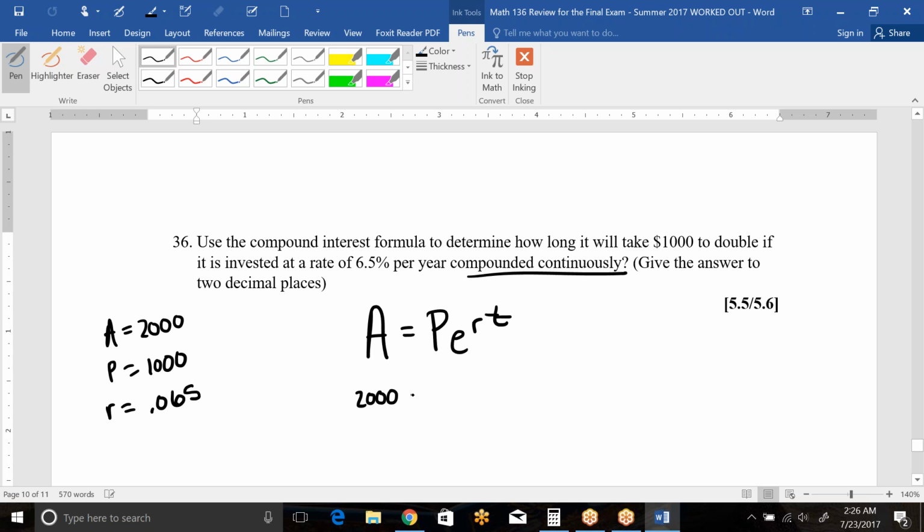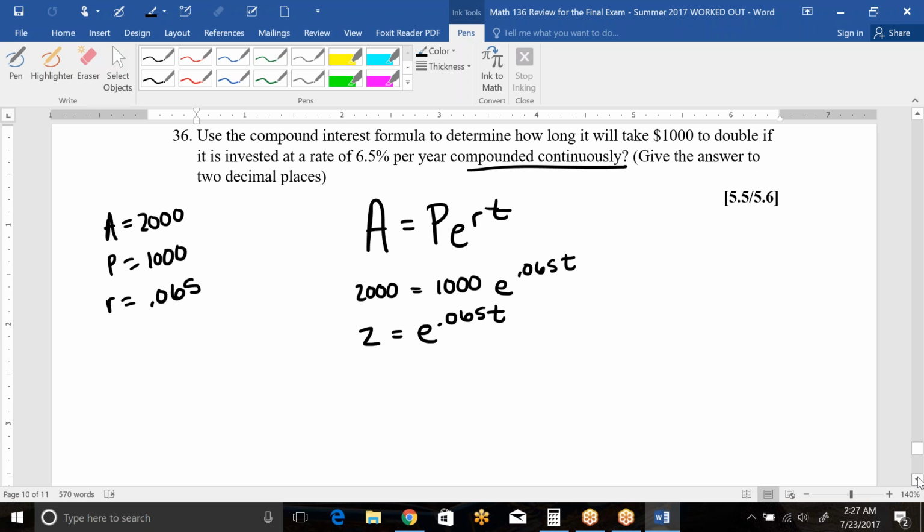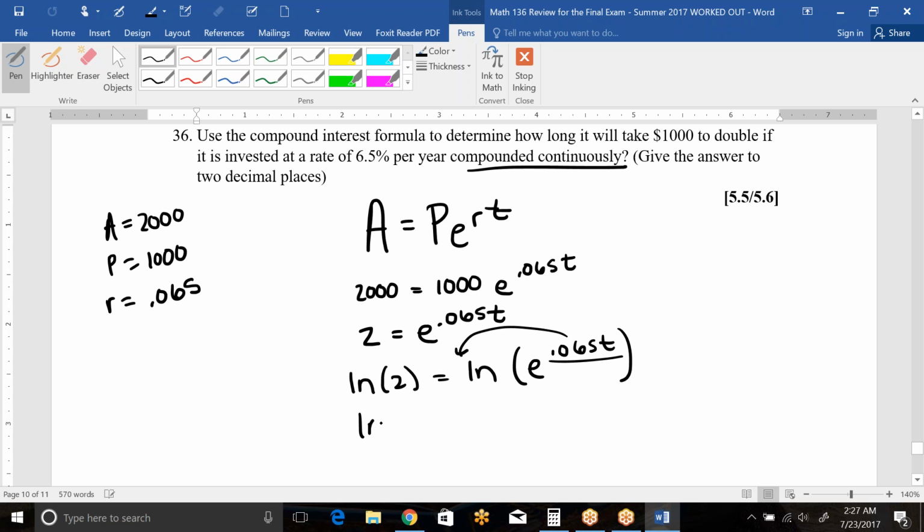So 2,000 equals 1,000 e to the 0.065 t. I would divide the 1,000 over, so I just get 2 equals all of this. And then this is kind of a problem. What we're trying to solve for is a variable in the exponent spot. So if we take a log of both sides, and I'm going to use natural log because natural log is base e. So natural log of 2 equals natural log of all of this. Because of the power rule, we can bring this part to the front. That's the power rule of logarithms.